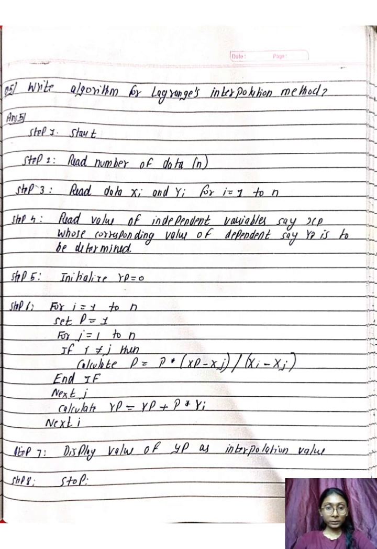And in this step 5, we initialize yp equals 0. And in this step 6, we consider a loop for i equals 1 to n and set p equals 1 for j equals 1 to n. If i is not equal to j, then calculate p equals p into xp minus x of j and divide by x of i minus x of j. And after next j, calculate yp equals yp plus p into y of i, and next i. Then step 7, display the value of yp as the interpolation value.